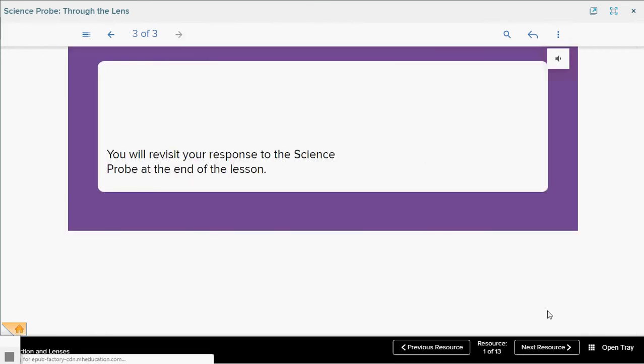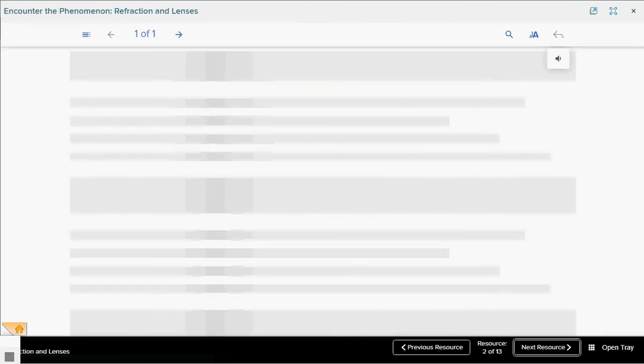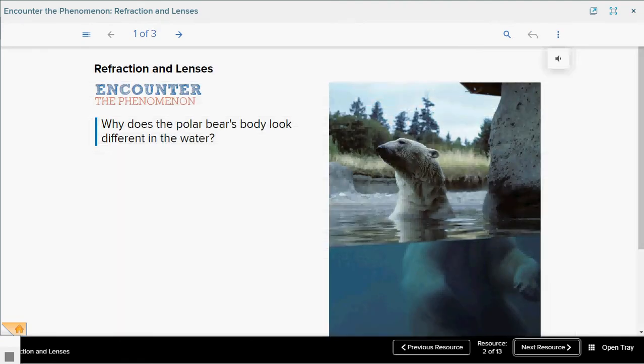Okay, so after that, listen please to the phenomena of refraction and lenses. Why does the polar bear's body look different in the water? Okay, look at the body of this polar bear, and this is the body of it, but this is inside the water. Okay, why?